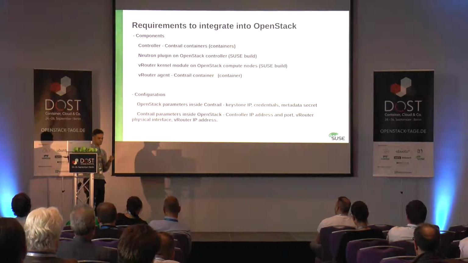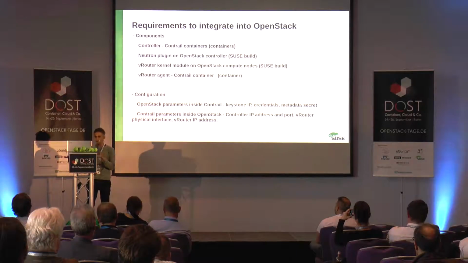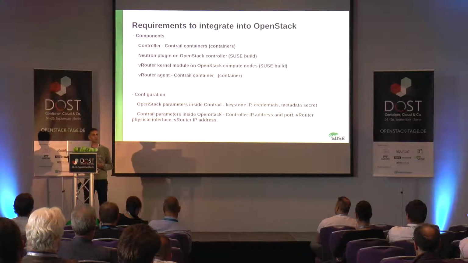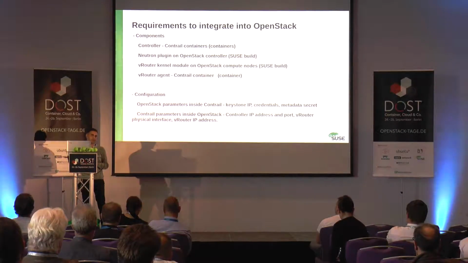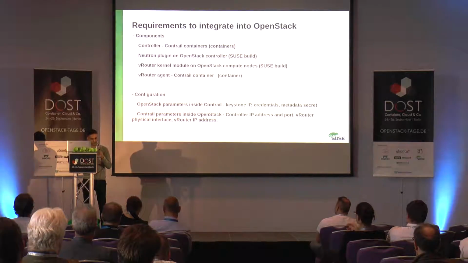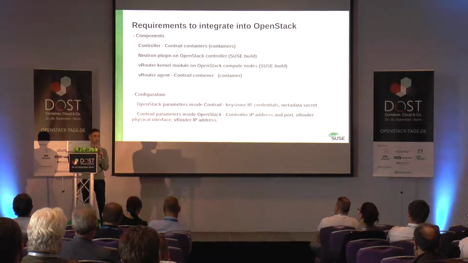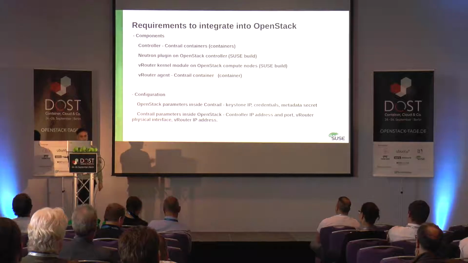Now, these two systems must talk to each other. So you have a lot of configuration that should go from OpenStack into Contrail, and the other way around, a lot of configuration information that should go from Contrail into OpenStack. So you need to check all the configuration parameters of different components and make sure you provide the information needed to OpenStack or to Contrail.